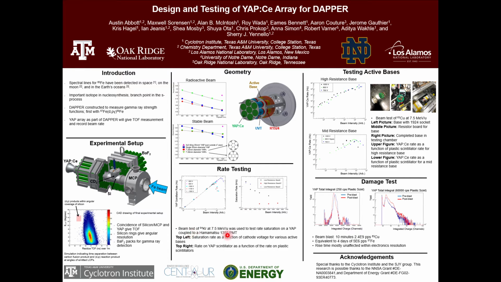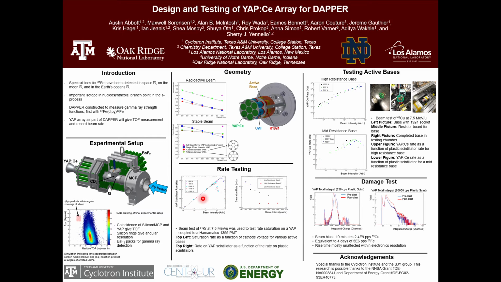So for this test, a beam of krypton-84 at 7.5 MeV per nucleon was delivered directly to a YAP detector, and we found that the maximum saturation rate of 1.2 times 10^6 particles per second occurred when we applied the lowest voltage of negative 800 volts and used the lowest resistance active base. And so this rate that we achieved satisfies our minimum requirements, but we know that improvements could be made.